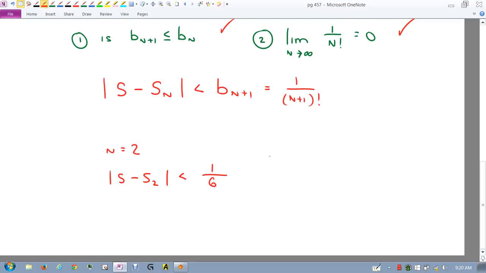What if n was 3? It would be 1 over 4 factorial, which is 24. 1/24.